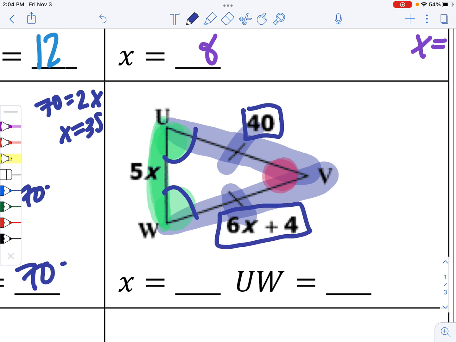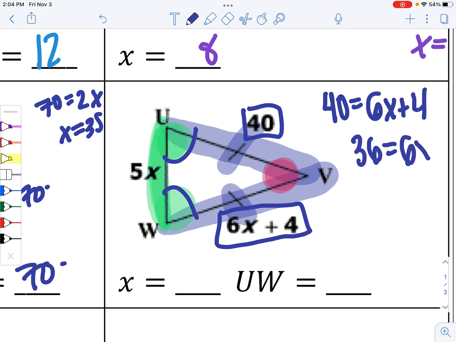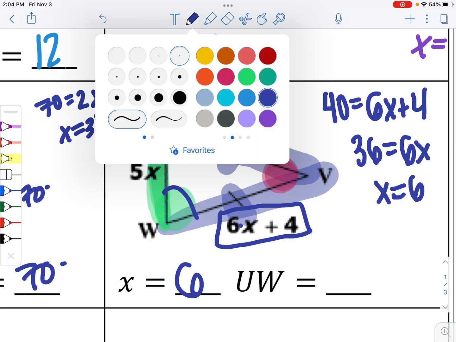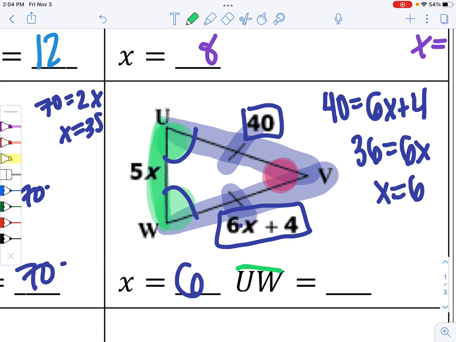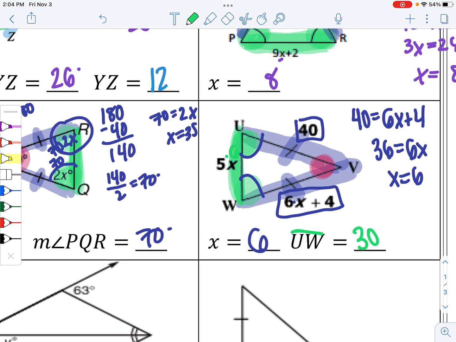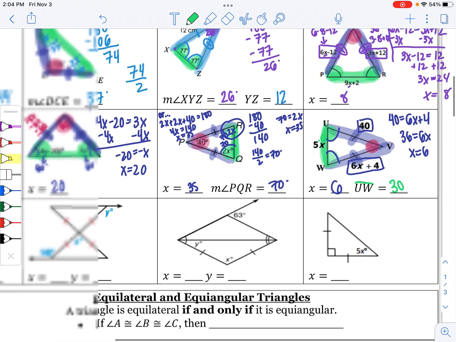So in an isosceles triangle, the legs are congruent. So I'm going to set 40 equal to 6x plus 4, because those are the only things that I actually know are 100% equal, congruent. And so x is 6. We could check that by going right here. 6 times 6 is 36 plus 4 is in fact 40. So I know that I did good math there. It also wants to know what UW is. UW is that base. Now that we know that x is 6, this is going to be 5 times 6, which is 30. So you actually had to solve for x first on this one before you could find what UW was.